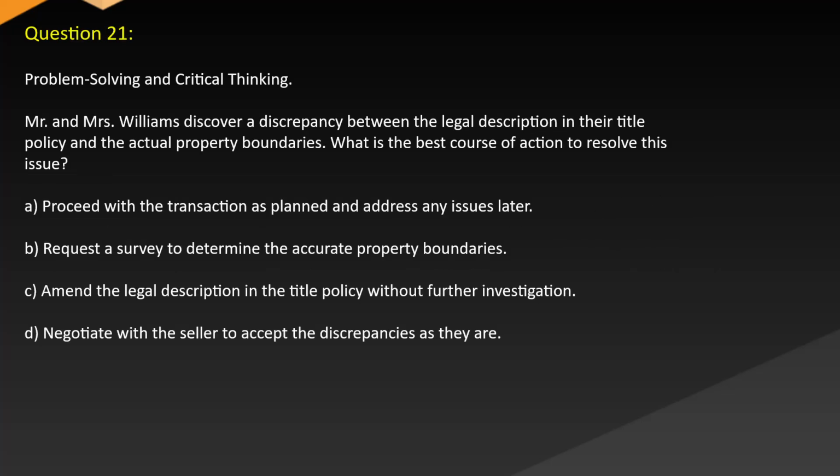Question 21. Problem solving and critical thinking. Mr. and Mrs. Williams discover a discrepancy between the legal description in their title policy and the actual property boundaries. What is the best course of action to resolve this issue? A. Proceed with the transaction as planned and address any issues later. B. Request a survey to determine the accurate property boundaries. C. Amend the legal description in the title policy without further investigation. D. Negotiate with the seller to accept the discrepancies as they are.